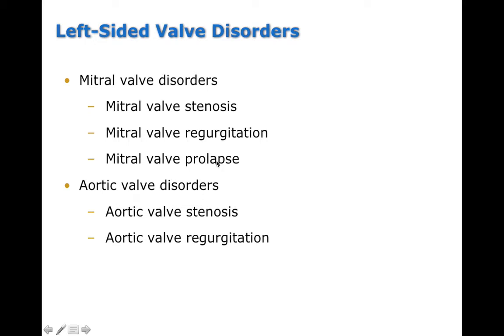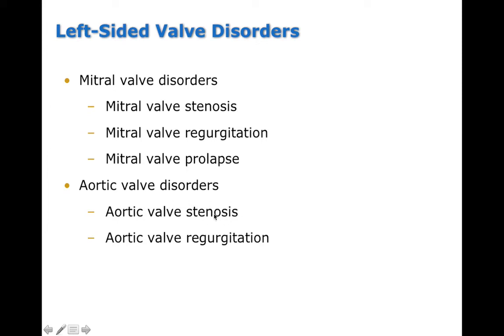And this mitral valve prolapse can lead to massive backflow of blood. Now, with aortic disorders, remember the aortic valve separates the aorta from the left ventricle. So if someone has aortic valve stenosis, then blood can't be forced out of the left ventricle very well. And so you're going to see a decrease in cardiac output and a lot of stress on your left ventricle.